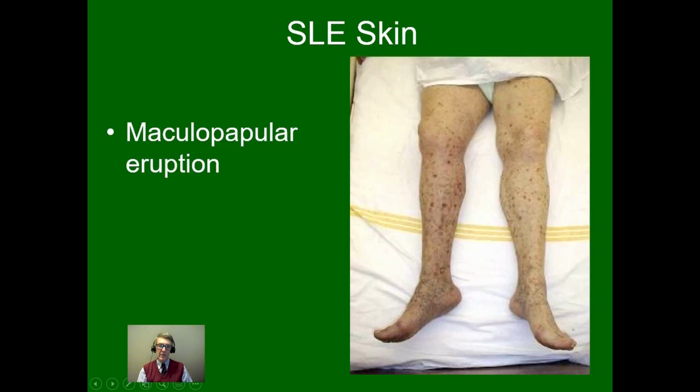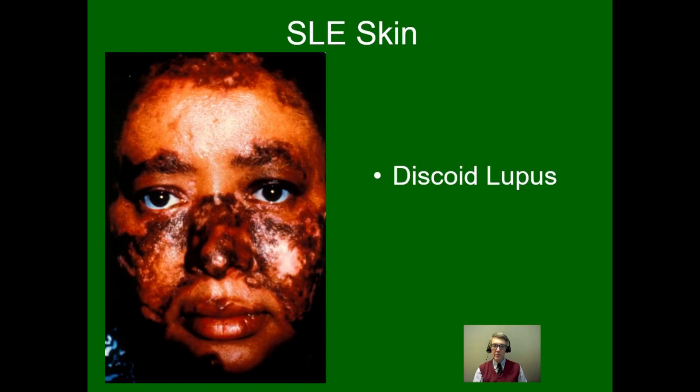They can sometimes get a maculopapular eruption. Now this looks sort of like a drug rash or maybe even a skin vasculitis, or leukocytoclastic vasculitis. This can be itchy or pruritic and can occur after exposure to the sun. This is what we call discoid lupus, and actually discoid lupus can occur by itself with skin involvement only, without systemic disease, or it can be a part of systemic disease.